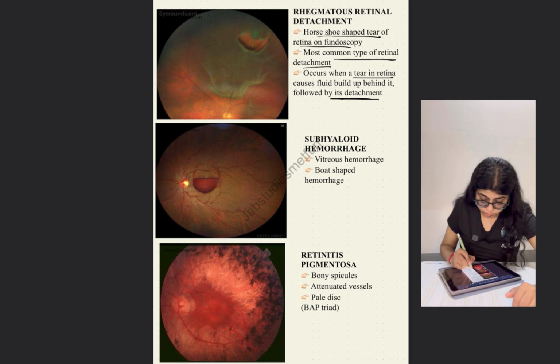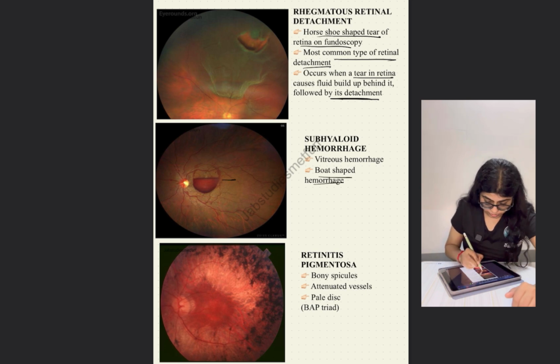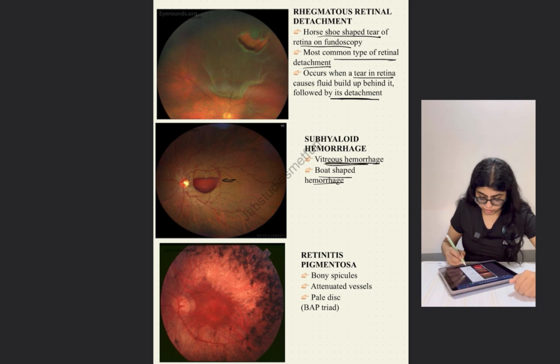Subhyaloid hemorrhage. It is boat-shaped hemorrhage. Please remember this image. It is vitreous hemorrhage in the eye.